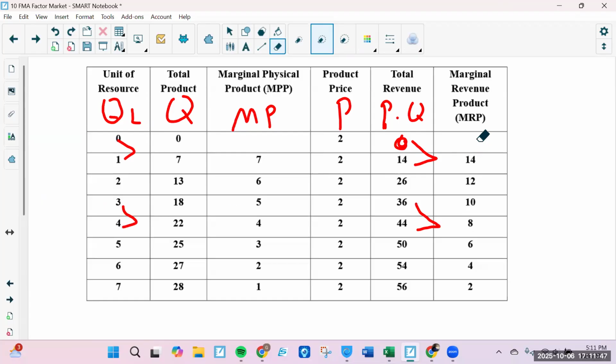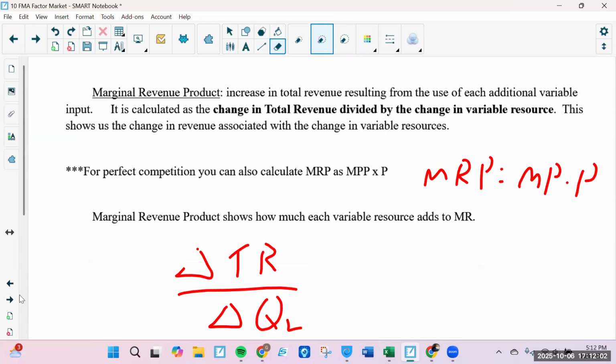Okay, that will also always get you marginal revenue product, because in a few minutes, we're going to do a monopoly or an imperfect competitor, and this won't always be the same price. So you can't do marginal product times price unless the price doesn't change. So that's how you calculate marginal revenue product.